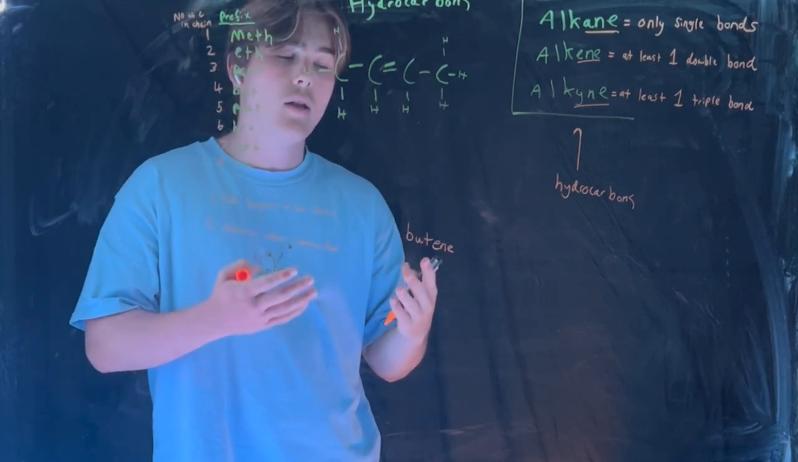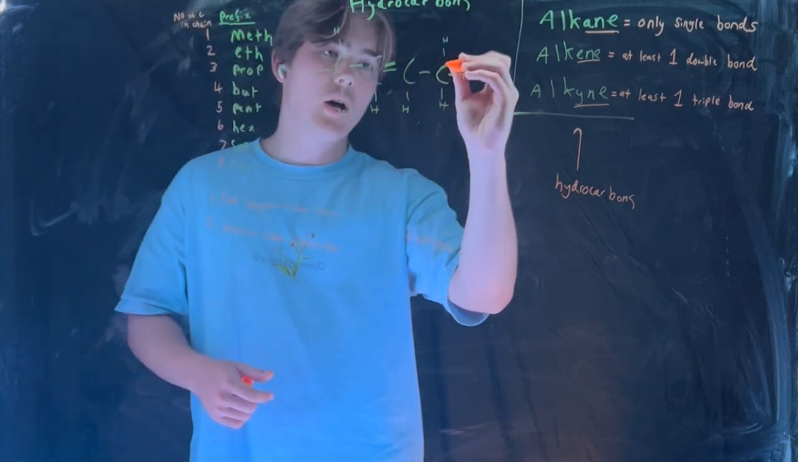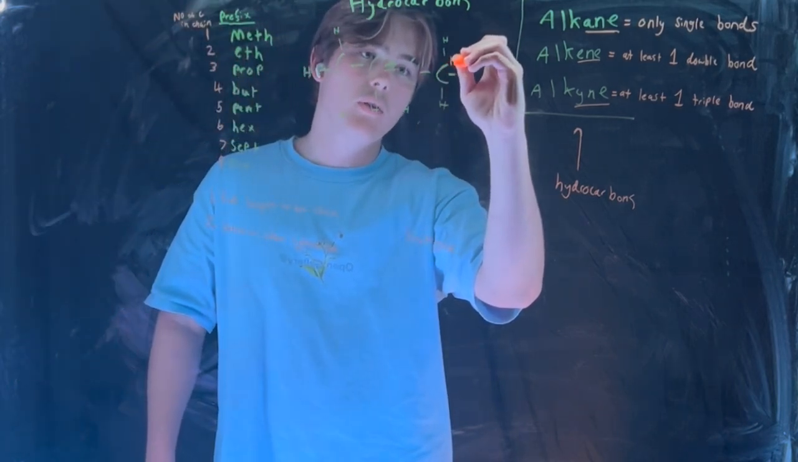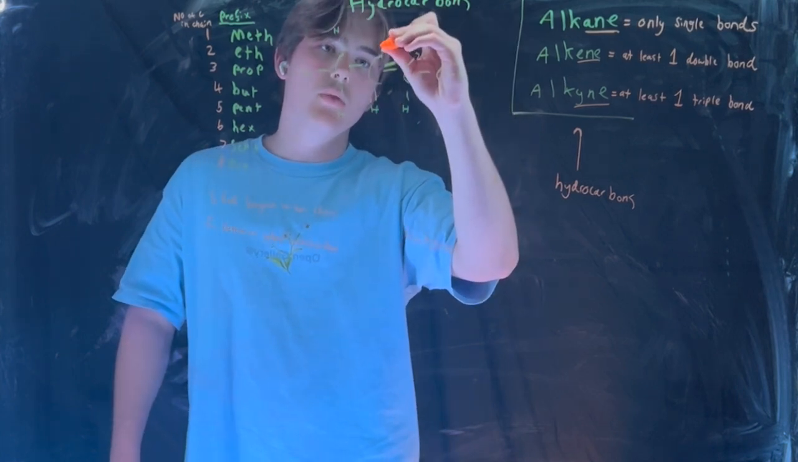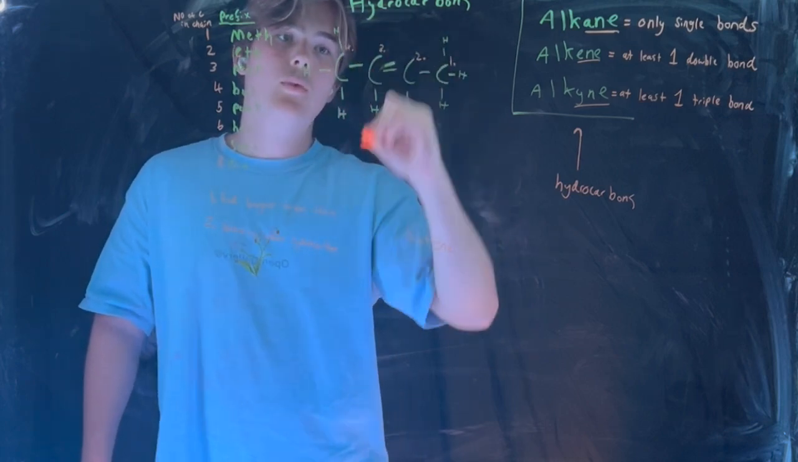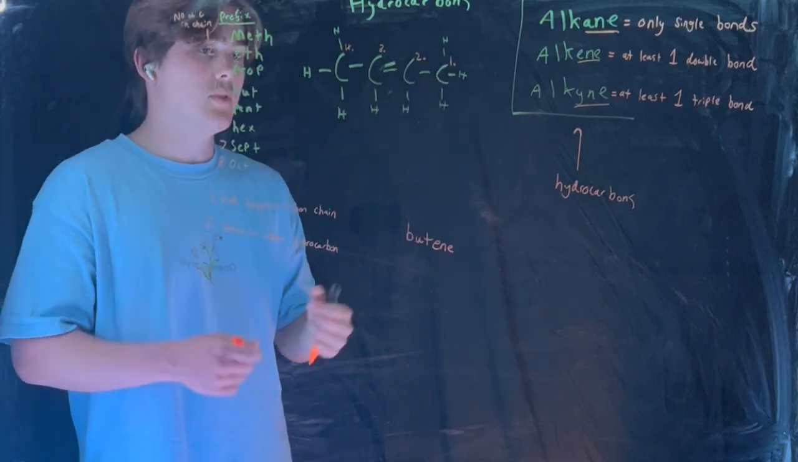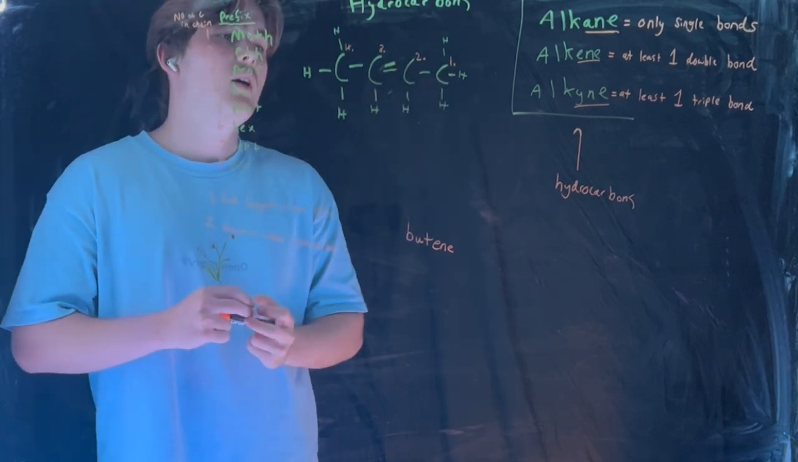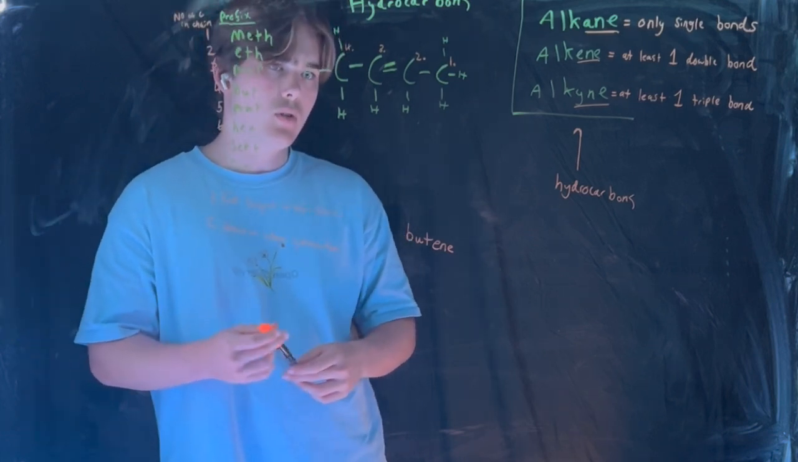So to do that, I'm going to have to label each one of the carbons here. So I'm going to call this carbon here carbon 1. Okay, carbon 2, carbon 3, alright, and carbon 4. So all I did there is just label each one of those individual carbons, okay, assign them a number. Now, we have to tell what carbon that double bond is on.